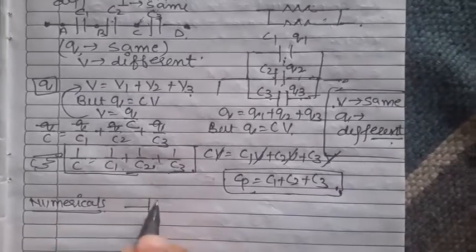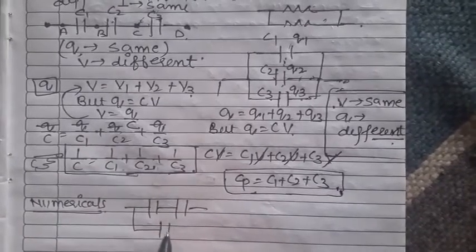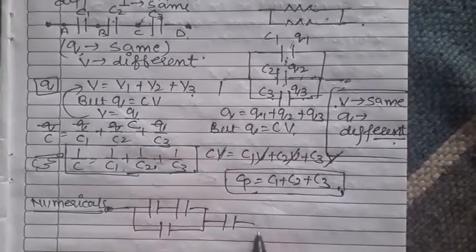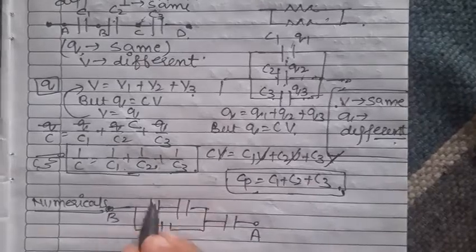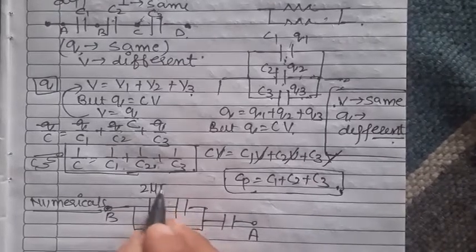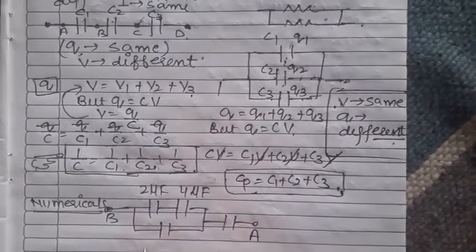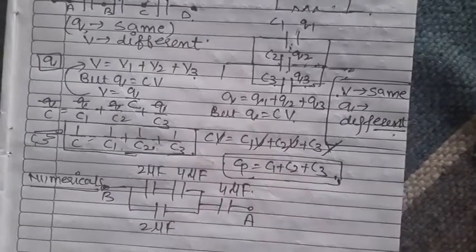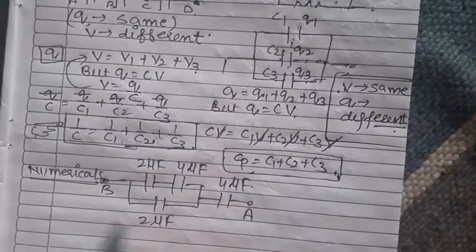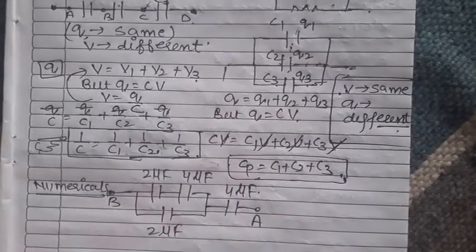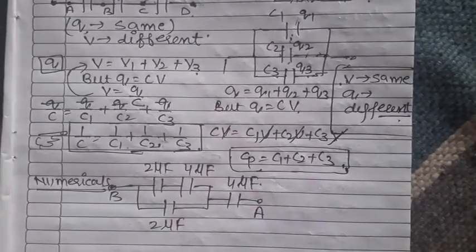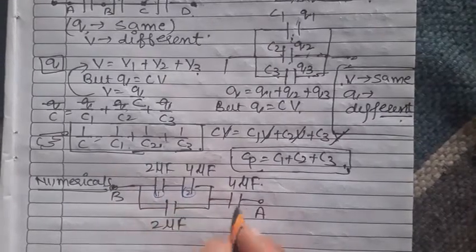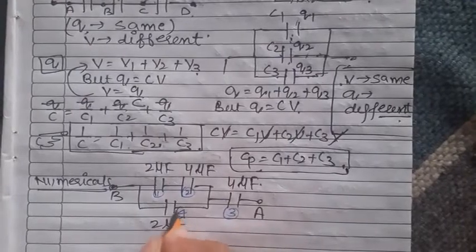Simple numerical. Solve this combination. Find the capacity between A and B. It is given to you: 2 microfarad, 4 microfarad, 2 microfarad, 4 microfarad. So we have to find the capacity of the combination. How will you solve? You can see I call this point 1, this is my second point, this is third, and this one fourth.